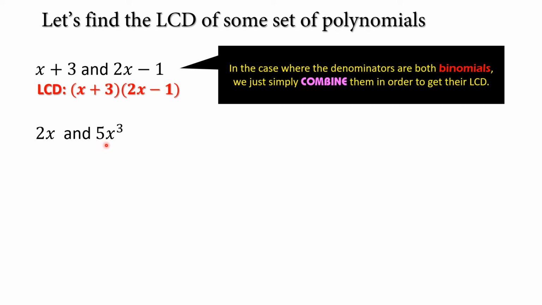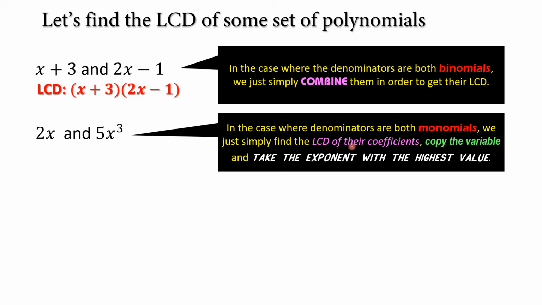Okay, another case. I have here 2x and 5x cubed as the denominators of two rational expressions. 2x and 5x cubed are both monomials. In that case, we just simply find the LCD of their coefficients. When we say coefficients, it refers to numbers beside a letter in a polynomial. And then after that, we copy the variable. When you say variable, it refers to letters or symbols in a polynomial. The last step is to copy the exponent with the highest value. In our example, the numbers 2 and 5 are the coefficients, and their LCD is equal to 10. Next, we copy the variable x. And then we copy the exponent. The highest exponent is 3. So that's it. Therefore, 10x cubed is the LCD of 2x and 5x cubed.